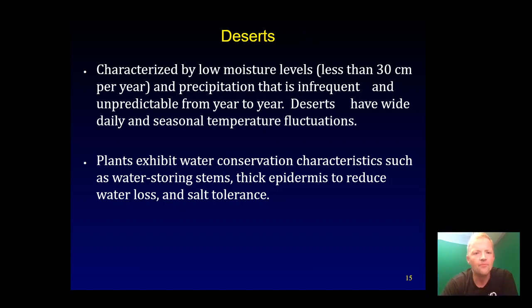Okay. The plants in these environments exhibit water conservation characteristics such as water-storing stems, a thick epidermis to reduce water loss, and salt tolerance. So just plants that are really hardy, really able to collect water and hold on to water for a long time. So I used to live in Arizona, one of the big U.S.